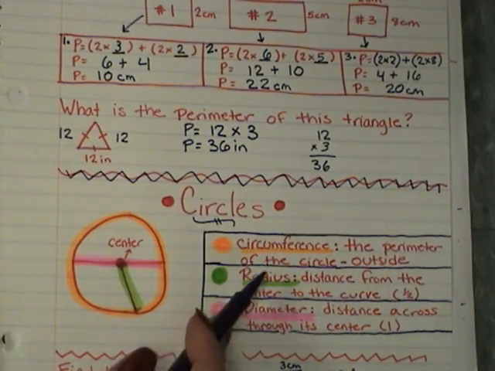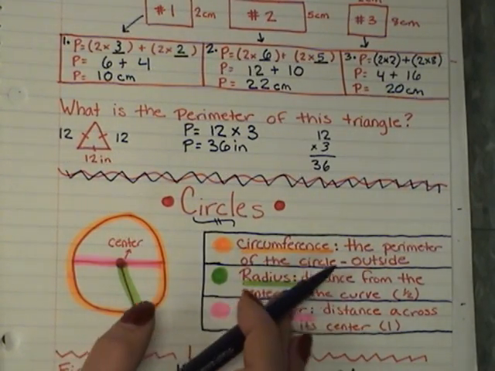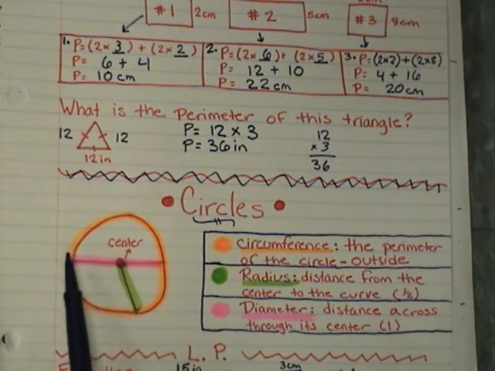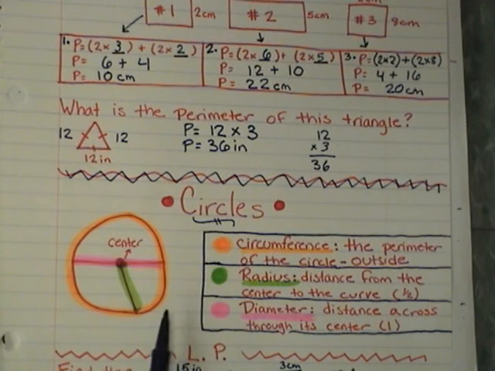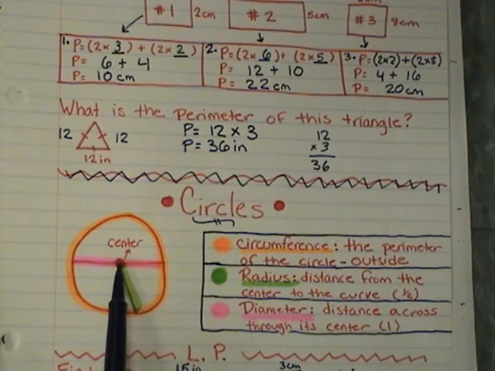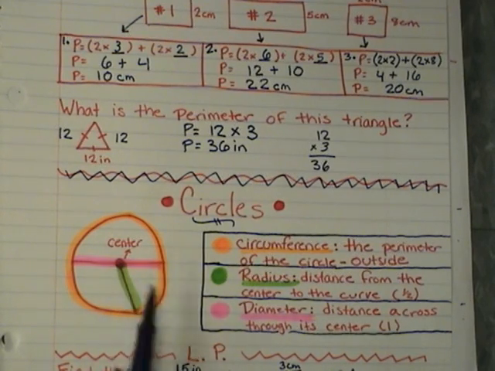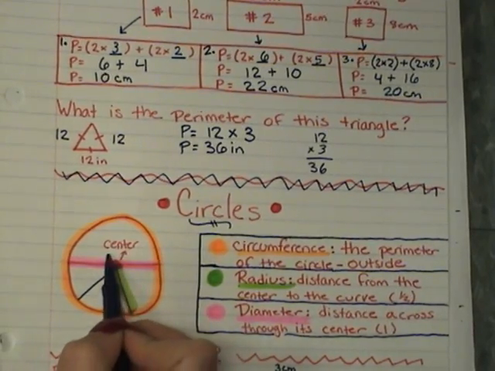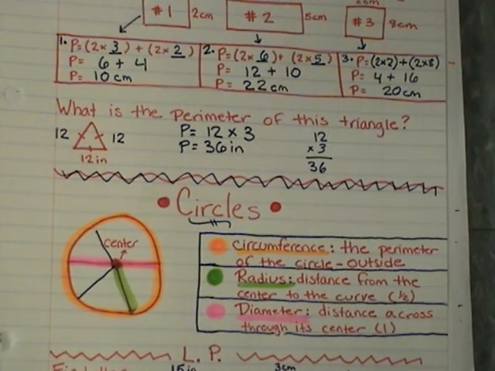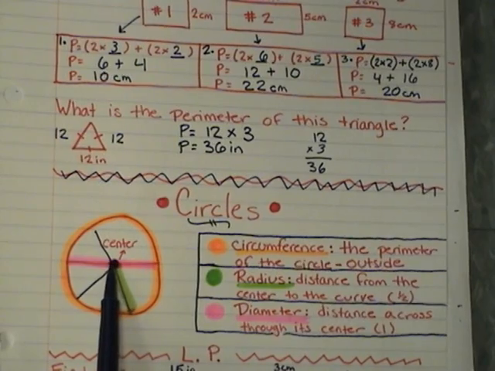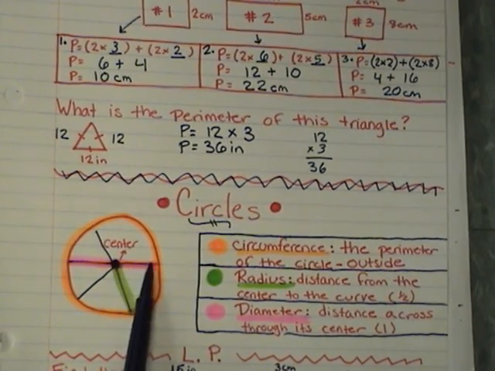Okay, so circumference is the perimeter of the circle, the outside, so your orange. This is your circumference. It's the perimeter. It's the outside all the way around. Okay, your radius is the distance from your center to the curve. So anywhere. You could have a radius from the center over here or the center over here. That is your radius. And then your diameter is all the way across. So you're in your center, but you're going one way and the other way.